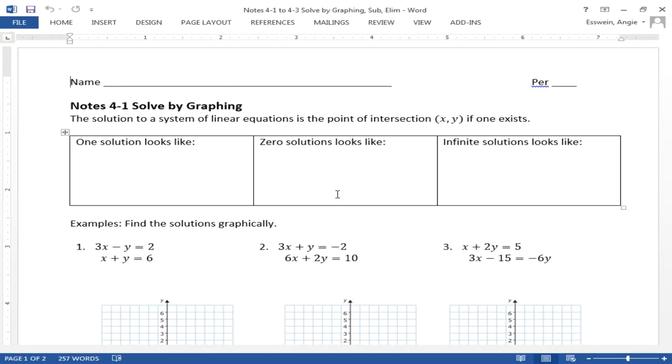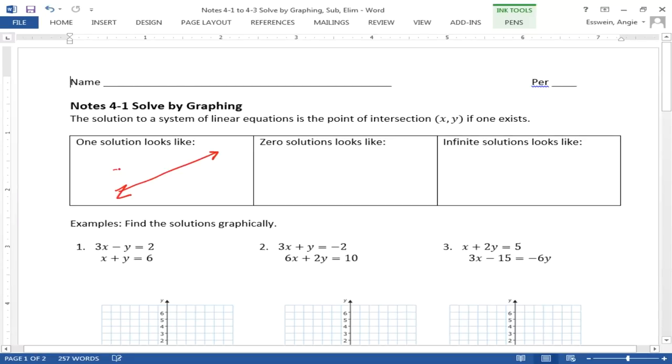What are the three possibilities for solving by graphing? They are one solution, zero solutions, or infinite solutions. So when you graph, if there is one solution, it'll look like this.